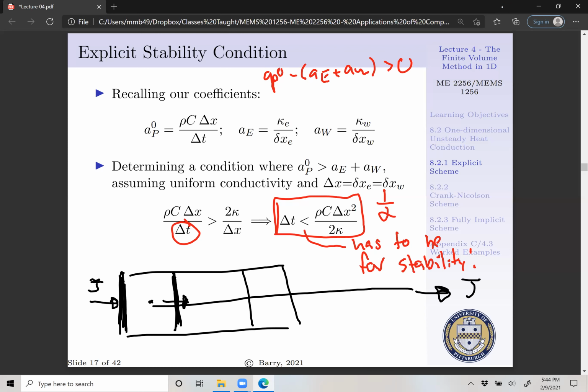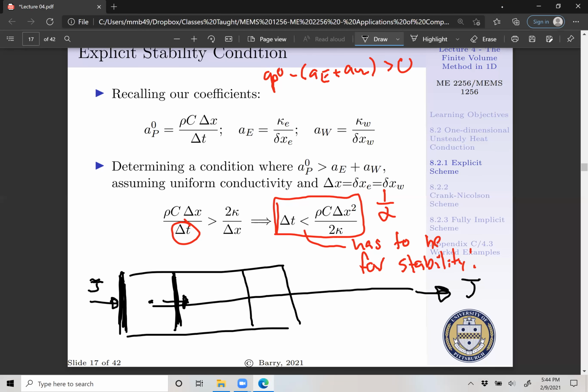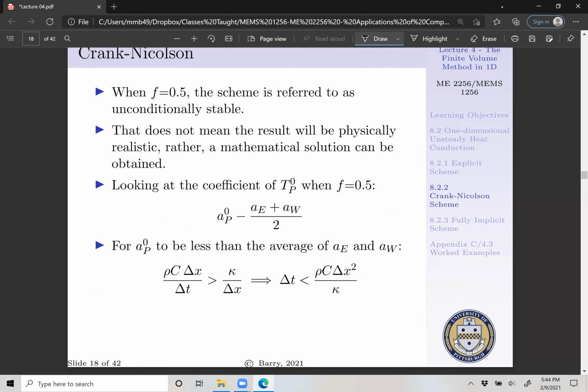So you go, okay, well, the explicit seemed really cool. It's going to be really easy to code, but man, this delta T is going to kill us. Yep, that's what it does.